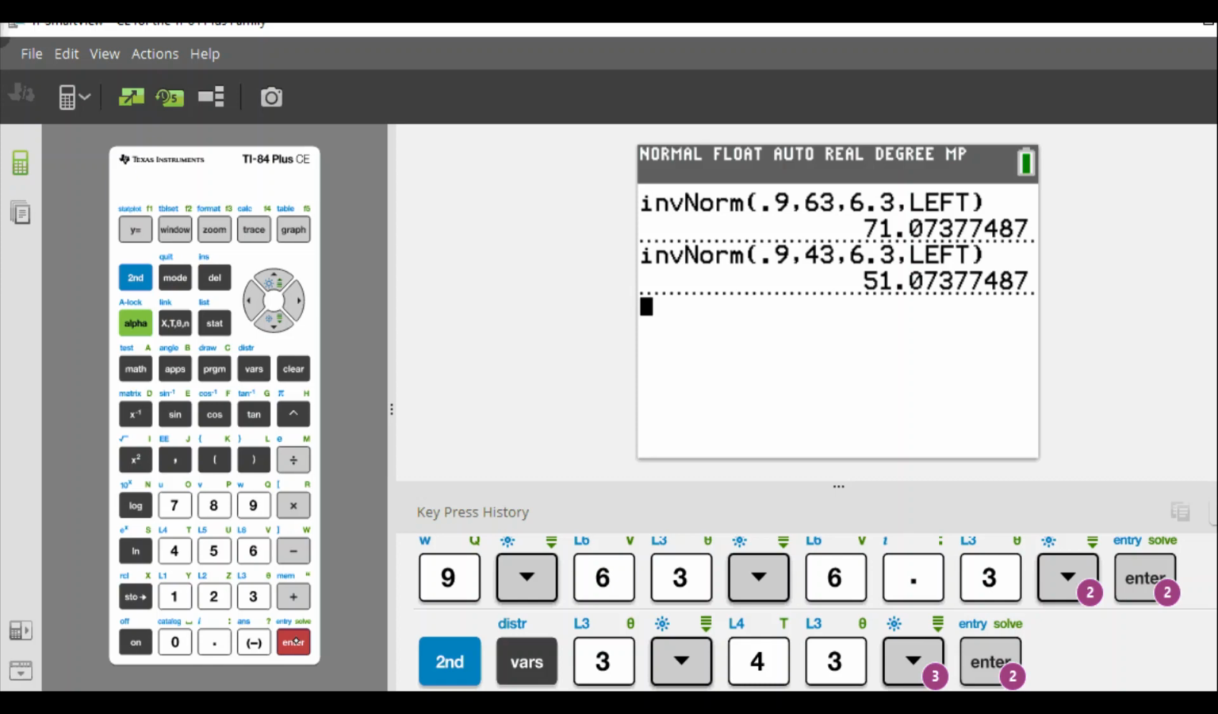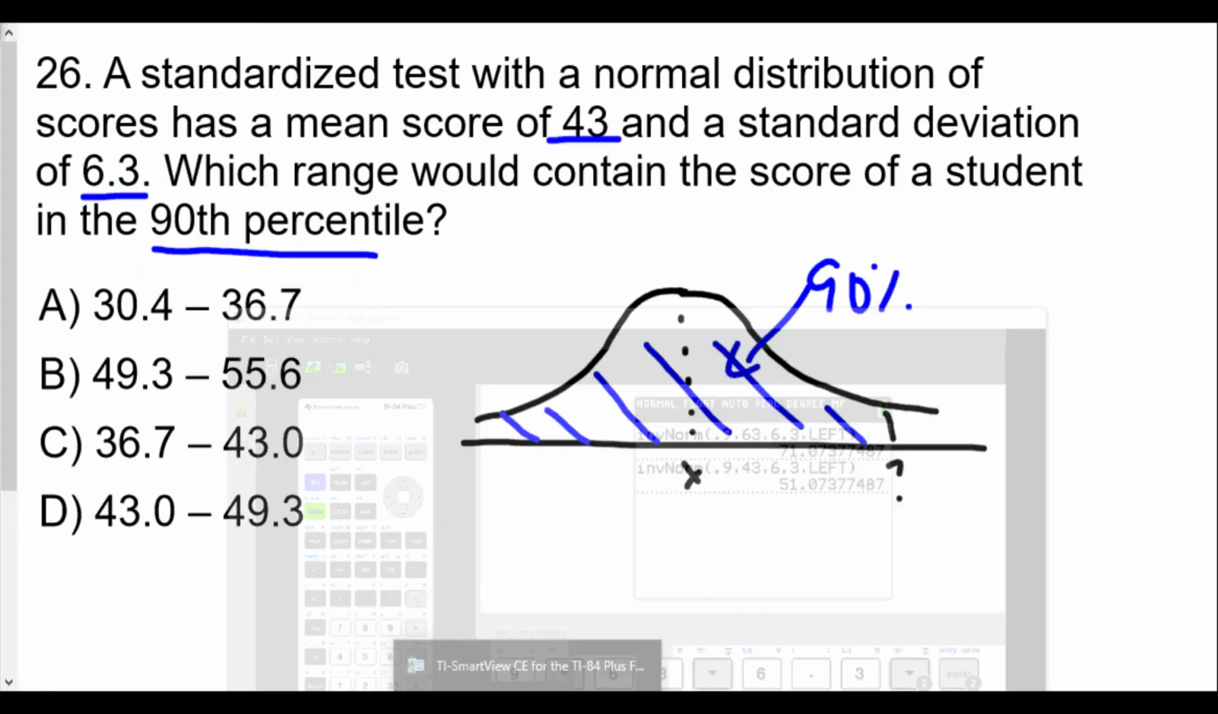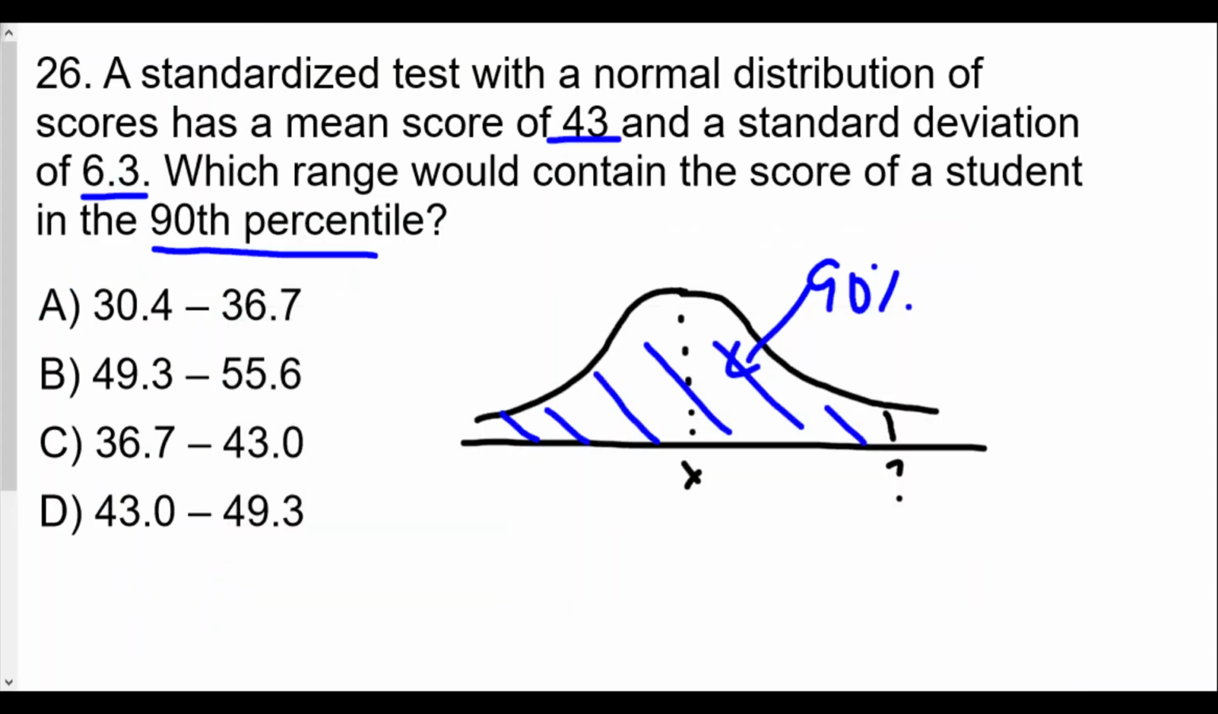Okay, so let's go back to here. Now 51 looks like it belongs in the range of 49.3 to 55.6. So we have a score of 51. 51 belongs in choice B. Okay, so yeah. But in general, double check. Always double check your work. Sometimes use calculator. We got to make sure we're typing the right things.